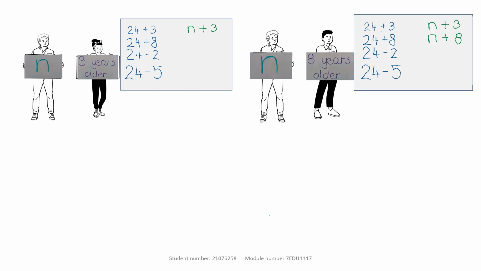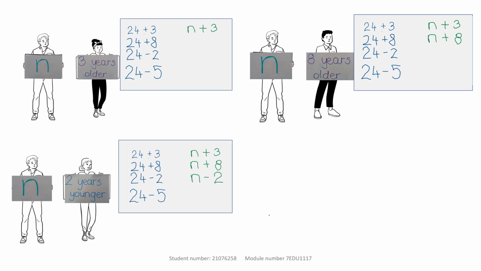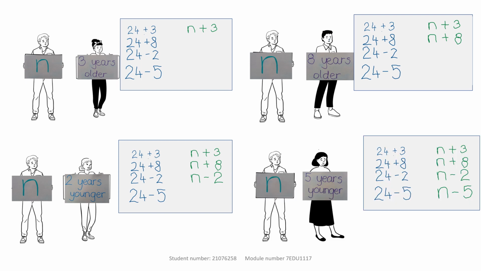We did the whole activity with all the different boards again, now writing the algebraic expressions on the wall board: N plus 8, N minus 2, and N minus 5, in the same order as we did in the previous arithmetic exercise.